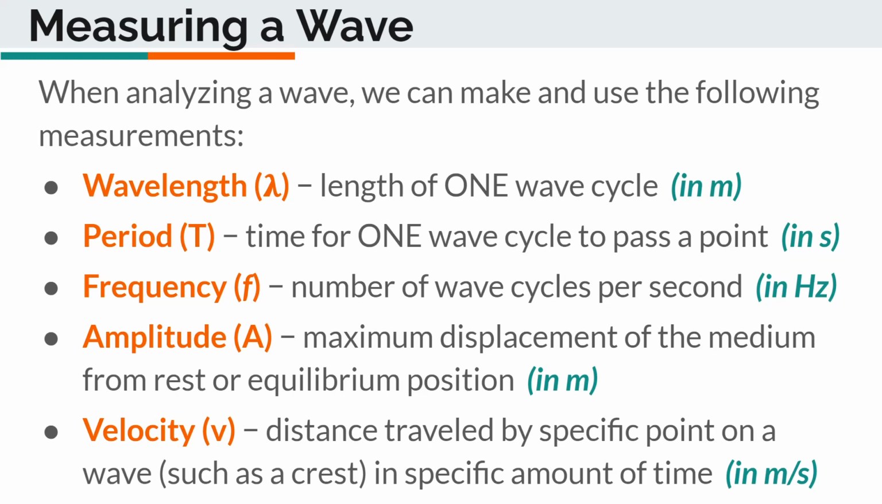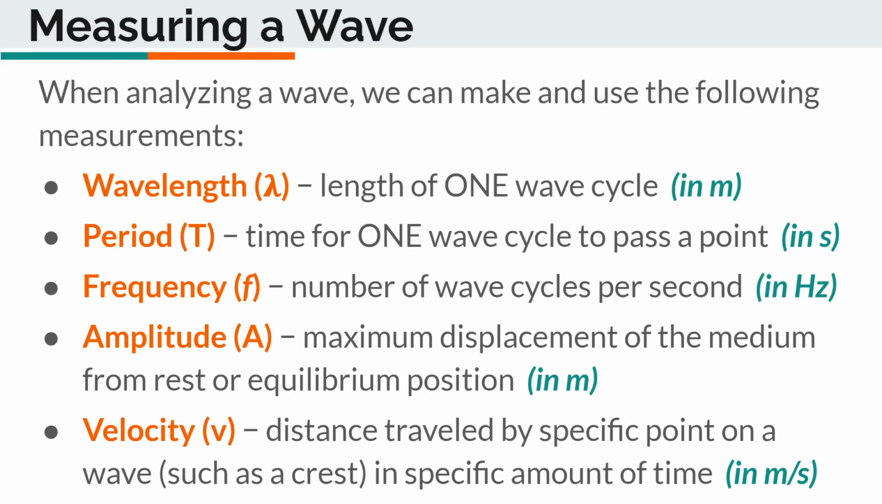Frequency, on the other hand, is the number of wave cycles per second. So frequency and period are going to be inverses of each other, because period is time per cycle and frequency is cycles per time, cycles per second. The unit for frequency is thus hertz. It's not measured in seconds. It's technically cycles per second, or an inverse second, which is also a hertz.